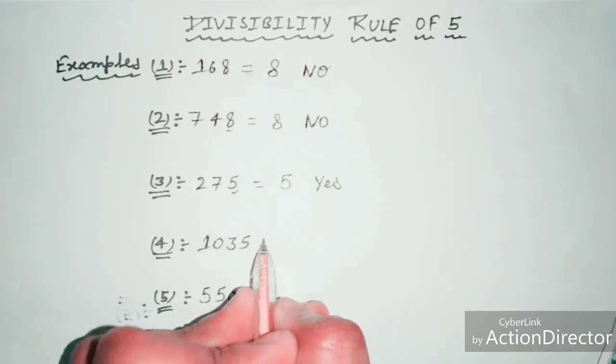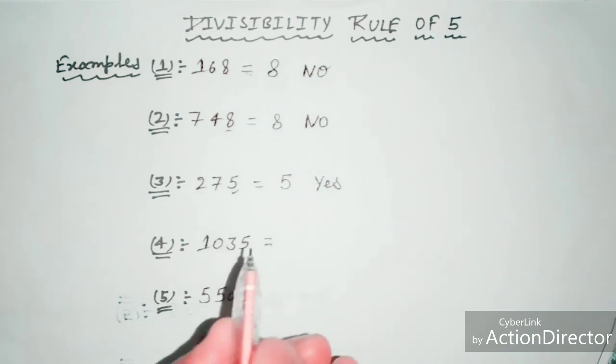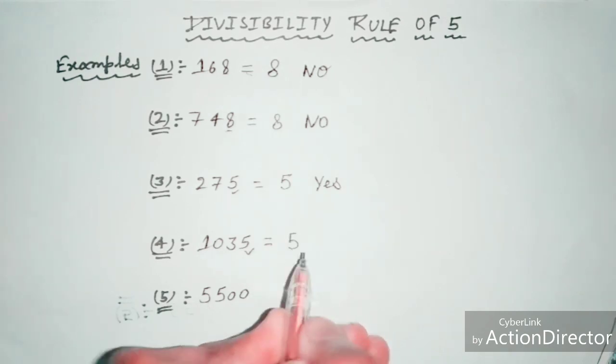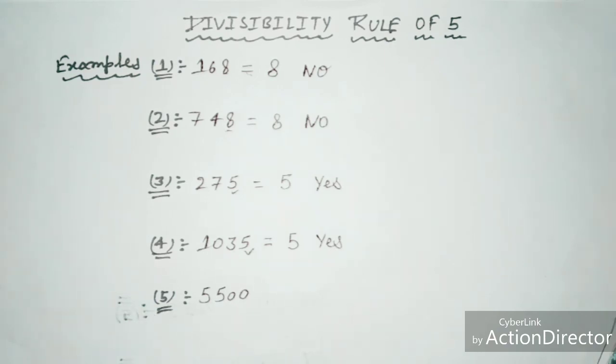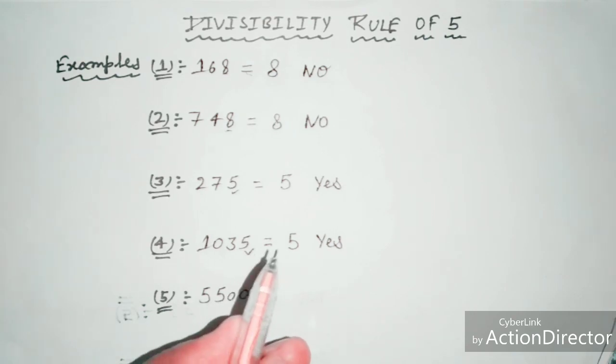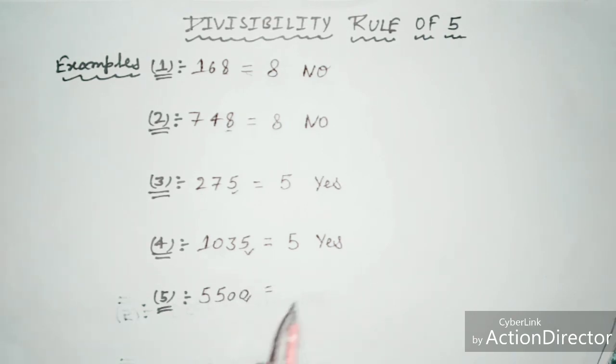Example number 4, 1035. In this number, the digit in unit place is 5, and 5 is divisible by 5, so we say that yes, the number 1035 is divisible by 5. Example number 5, 5500. Here the digit in unit place is 0, and we all know that a number having 0 or 5 in unit place is divisible by 5, so we say that yes, the number 5500 is divisible by 5.